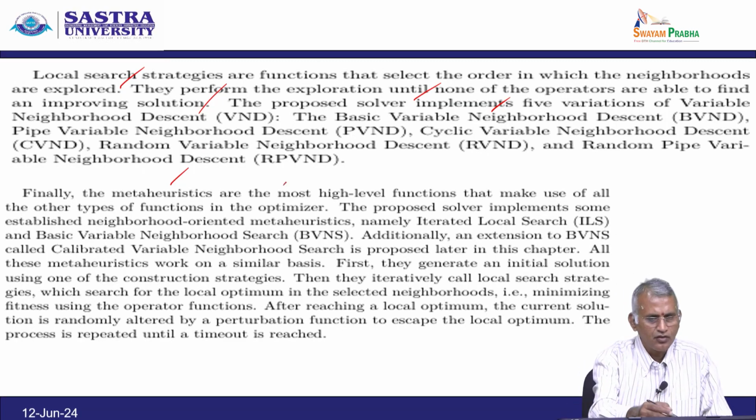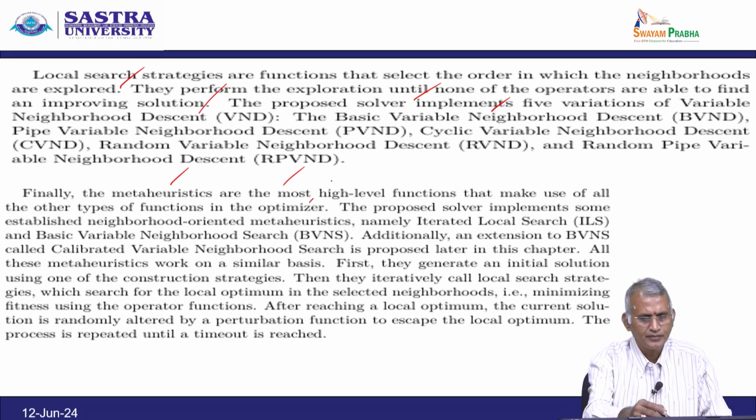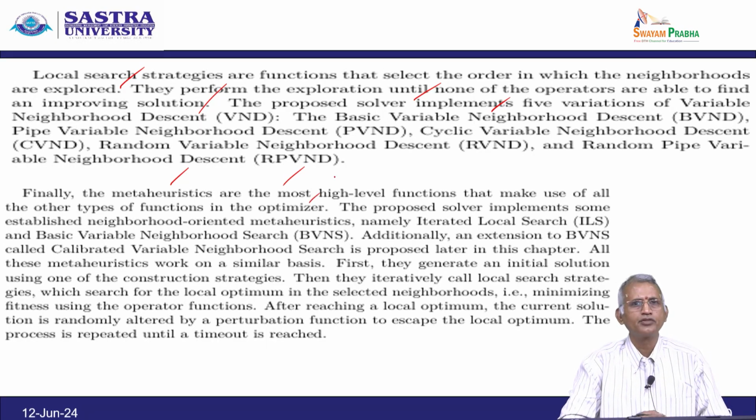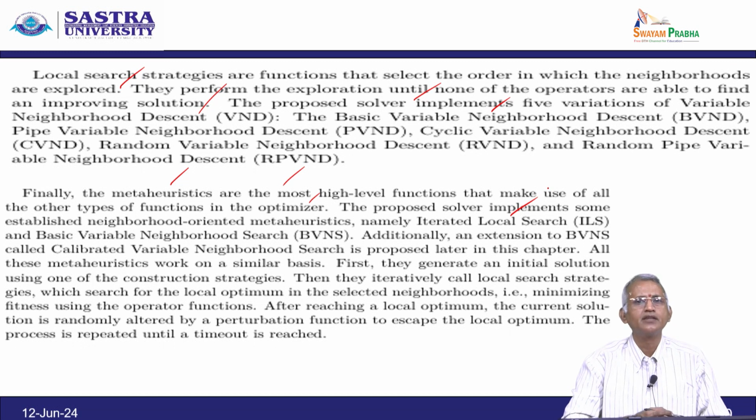Finally, metaheuristics are the most high level functions that make use of all the other types of functions in the optimizer. The proposed solver implements some established neighborhood oriented metaheuristics, namely iterated local search, ILS, and basic variable neighborhood search. Additionally, an extension of BVNS called calibrated variable neighborhood search is proposed later in the talk.